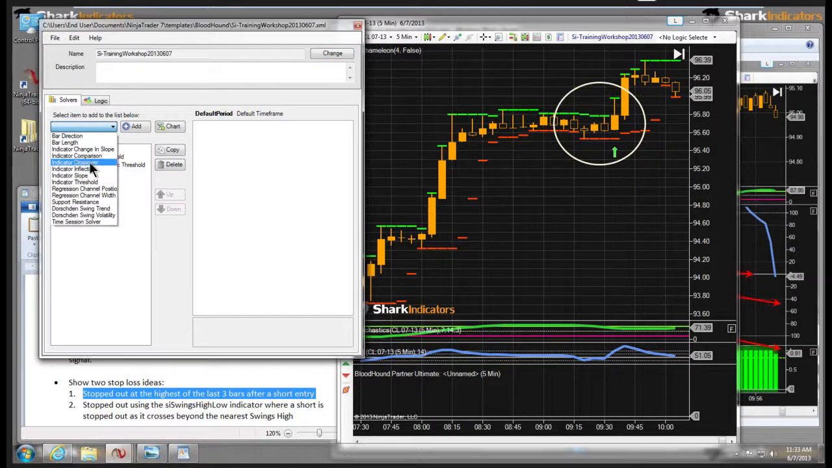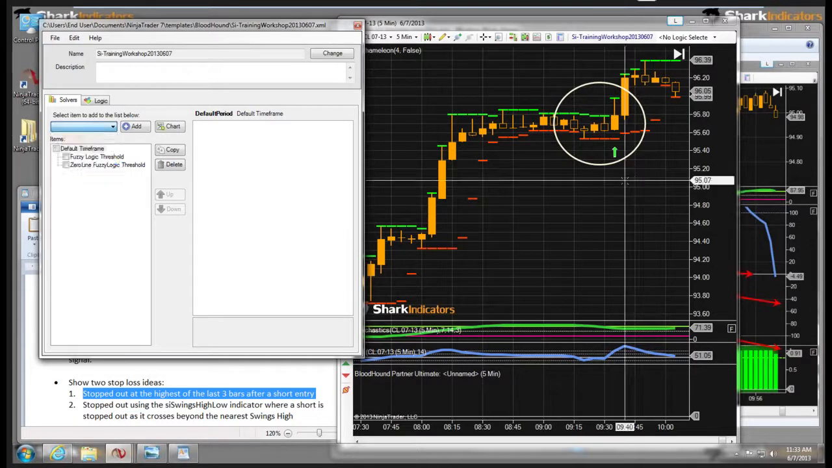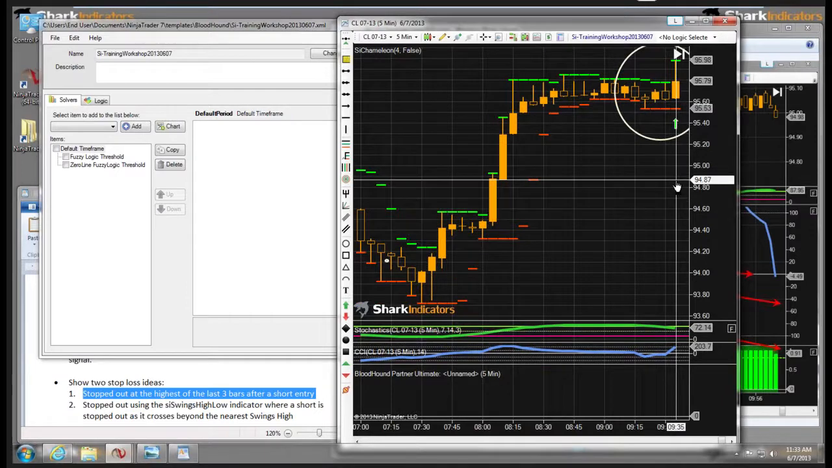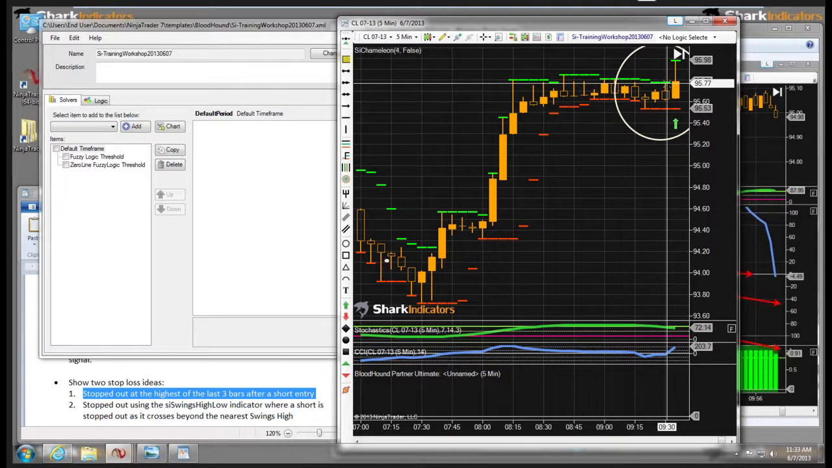So now we just need to decide which one of these solvers I want to use. Well, what I'm doing is looking at, let me move this forward. So we'll say this is the current bar. So I'm looking at this bar's high, and I want to compare it to the previous bar's SI Chameleon high.